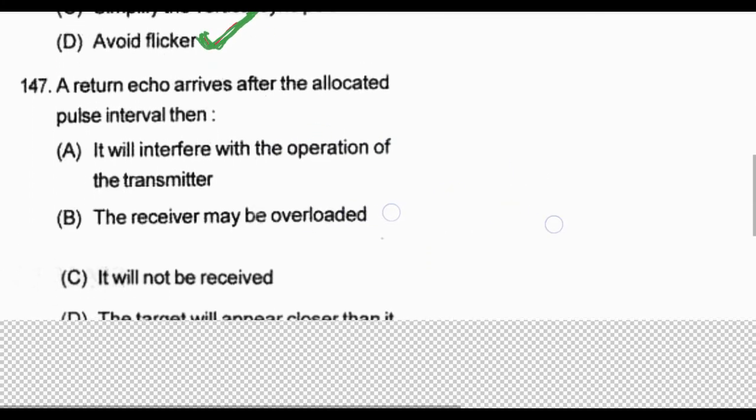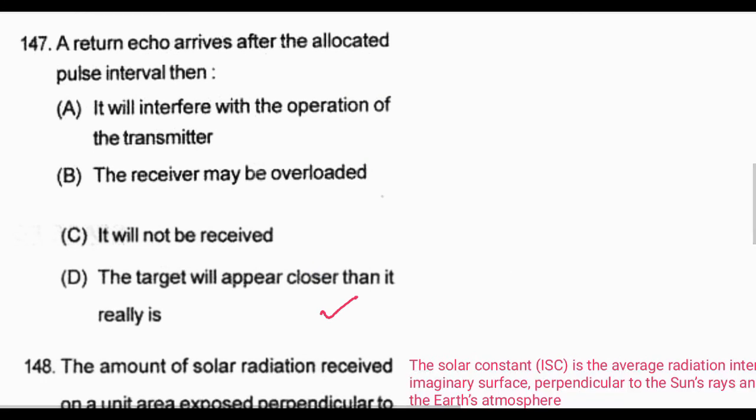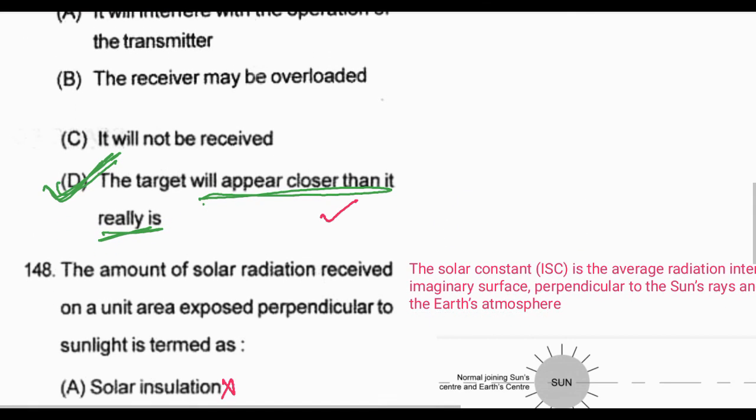Next question is, a return echo received after the allocated pulse interval, then option A, it will interfere with the operation of the transmitter. Option B, receiver may be overloaded. Option C, it will not be received. Option D, the target will appear closer than it really is. So here option D is correct. Return echo arrives after the allocated pulse, that means the target will appear closer than it really is.